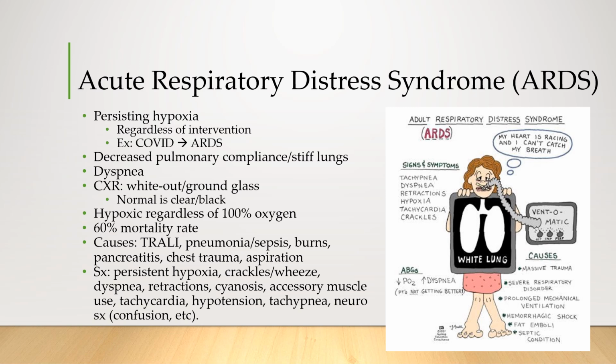Acute respiratory distress syndrome. A lot of times this is related to a transfusion-related lung injury. We call it TRALI, T-R-A-L-I, transfusion-related lung injury. So that can happen from infusions, like blood transfusions.